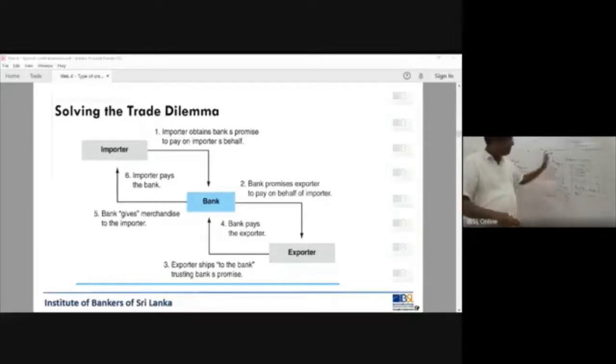Right? Sarvanamuttu ships and Sarvanamuttu sends the documents. These are the documents sent to Bank of Ceylon. Bank of Ceylon checks, and if the documents are in order as per the LC application, Bank of Ceylon will pay the exporter, Sarvanamuttu. Right?